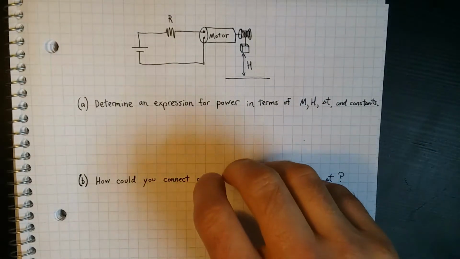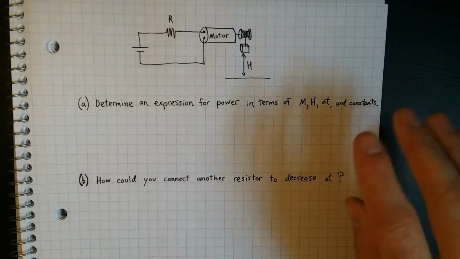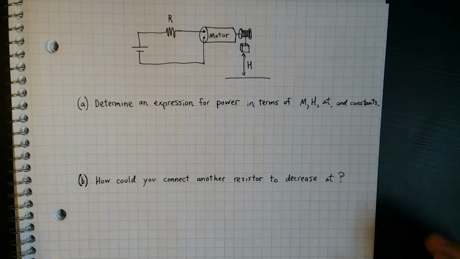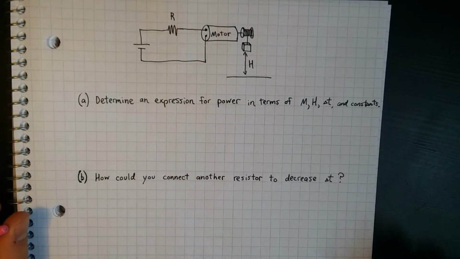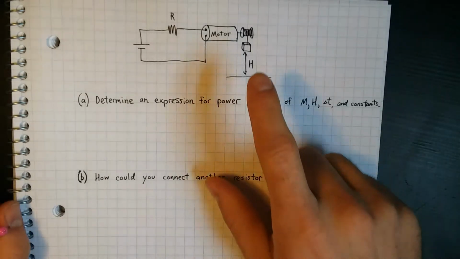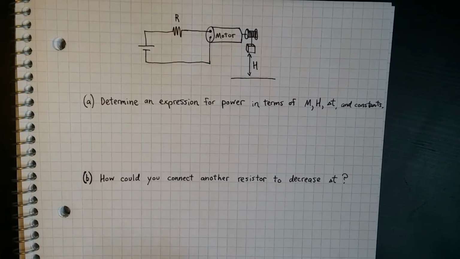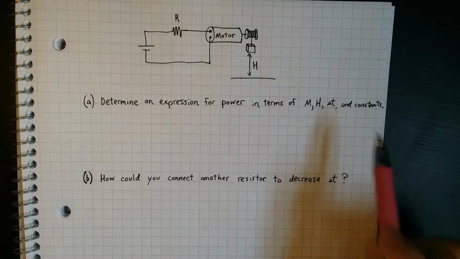mechanics with kinematics and then forces and then energy, and then we move on to waves and simple harmonic motion, and now we're in circuits. But it's really all physics, and it all relates to each other, and that's what this one's getting to. The idea of electrical power can just be related to mechanical power. So, determine an expression for that power in terms of m, h, t, and fundamental constants.